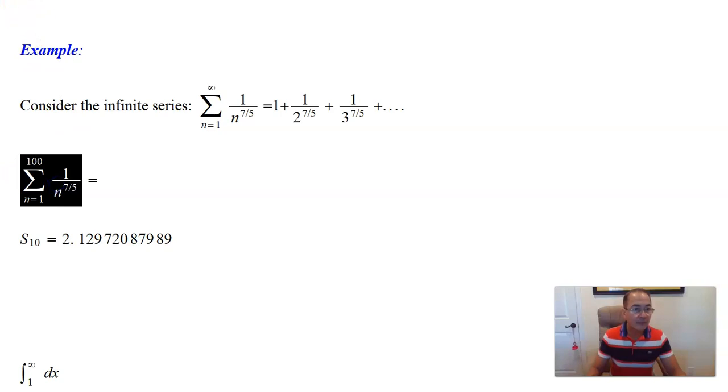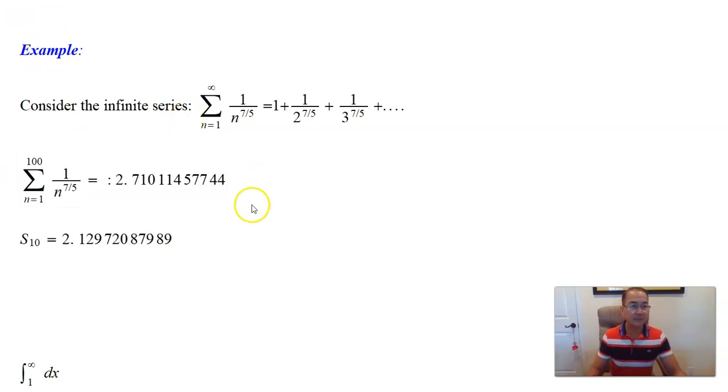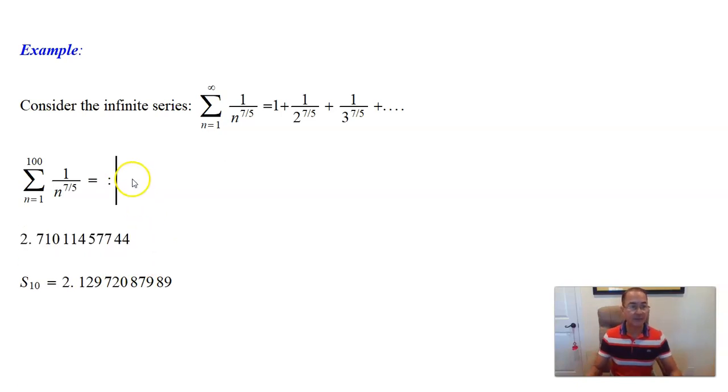Excuse me. And we get 2.71. Ooh, that's like another 0.6, right? That's a big jump. So this is S100. Let's go for 1,000. I hope it doesn't hate us. Let's see. Put another 0. And, ooh, wow, that's another big jump.